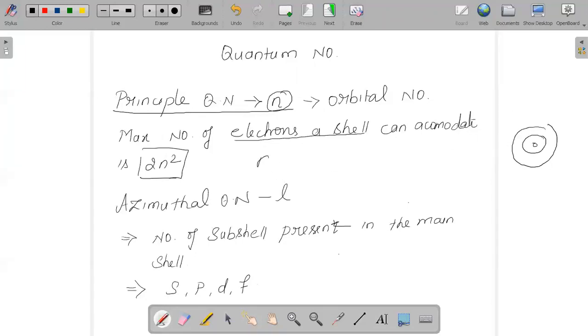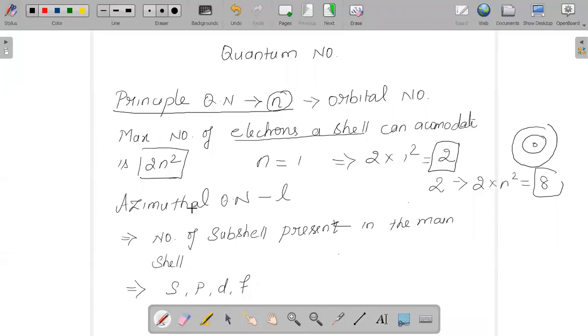If I say that your n value is 1, that means it is 2 into n square, which is nothing but 2. Hence, I could conclude that the first shell can accommodate only 2 electrons, not more than that. If we go to the second shell, our n value becomes equal to 2. Hence, it is 2n square, which becomes 2 into 4, that is 8. Hence, we can come to a conclusion that the second shell can accommodate 8 electrons.